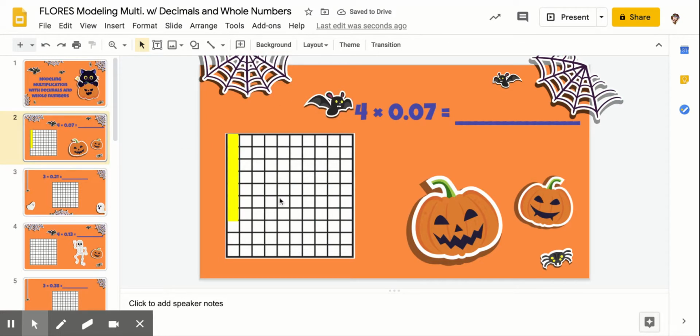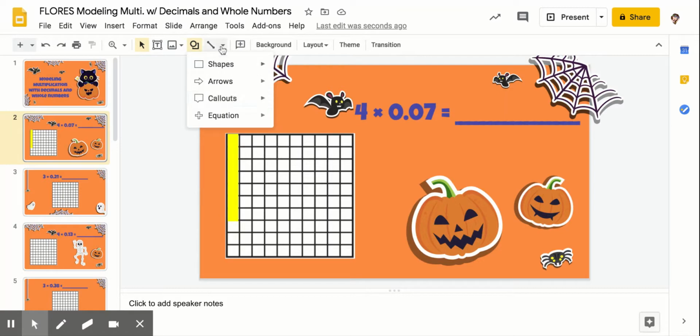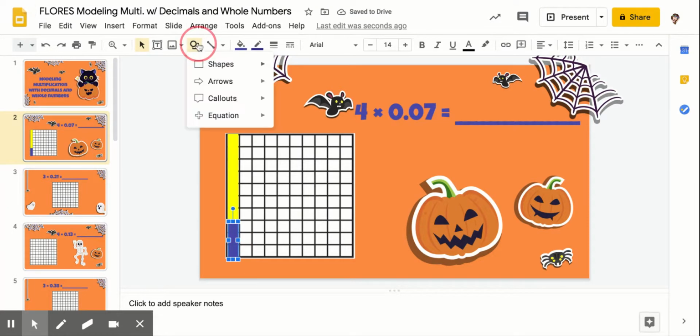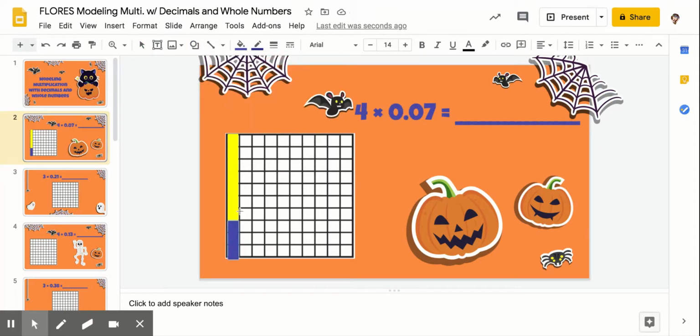Just like that. And then I'm going to do another 7 hundredths. Now this time you notice I have 3, so I'll have to do 3 and then add another 4 to make it 7. Just like that. Now for these, you'll want to make sure that you make them the same color so that way you know that that's one group of 7 hundredths, right? So whatever you make one, you got to make the other. And if you make them too small, you can adjust. So I've got one group of 7 hundredths. This is my next group of 7 hundredths.